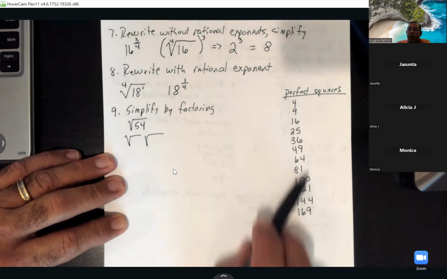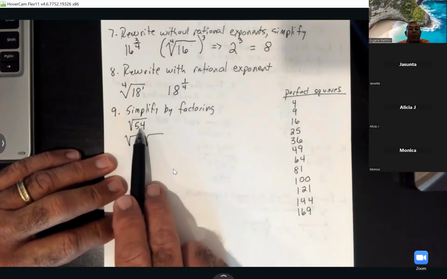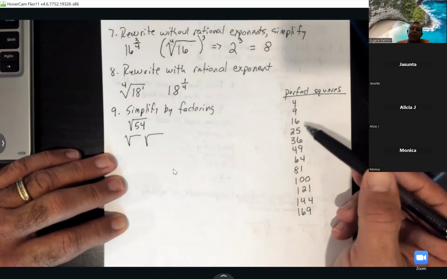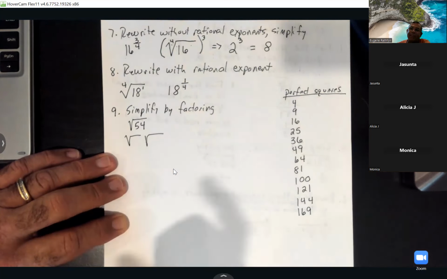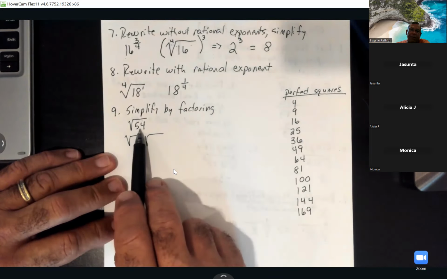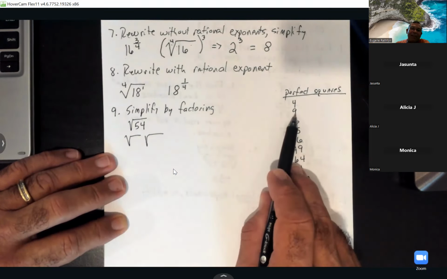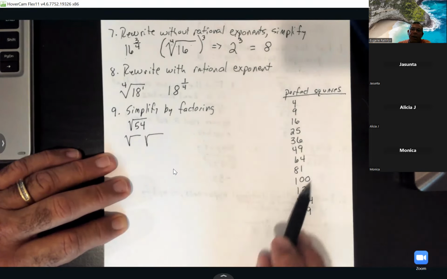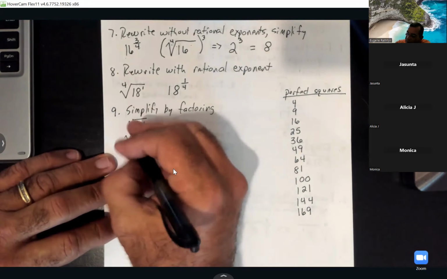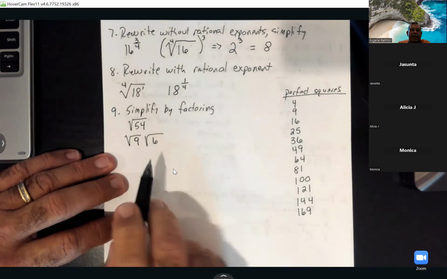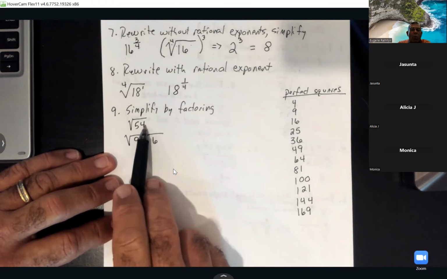So I want the largest perfect square that would be a factor of 54. You can start dividing by these numbers to see what gives you a perfect division that doesn't give you decimals. On this one, 4 is not a factor of 54, but 9 is a factor of 54, and 9 is the largest number over here that would be a factor of 54. So I would make this a 9 and a 6, because 9 times 6 is 54.